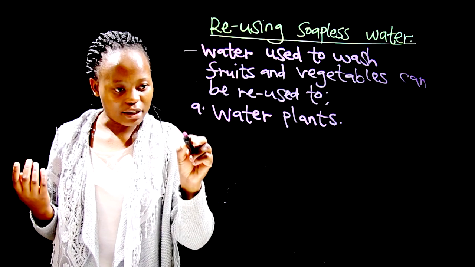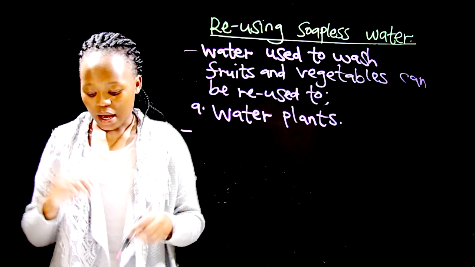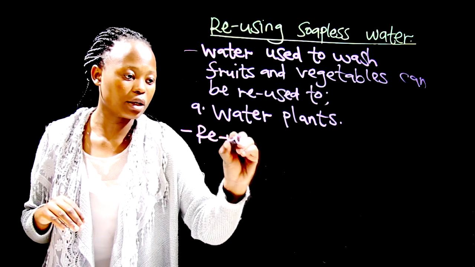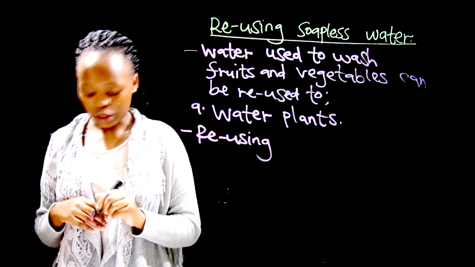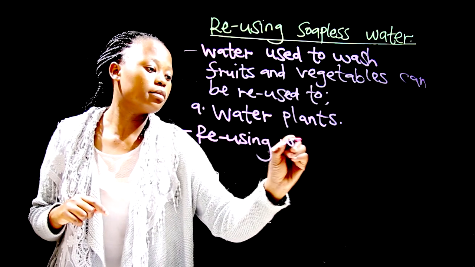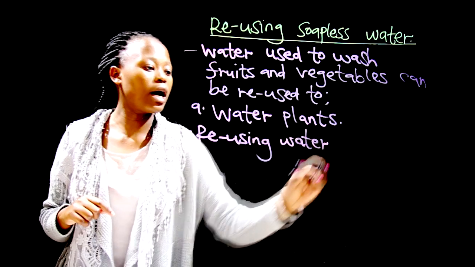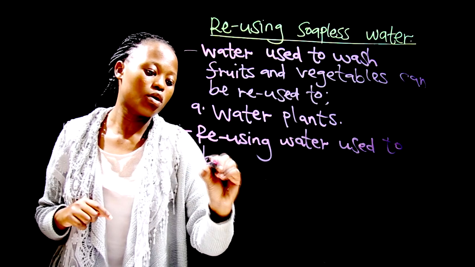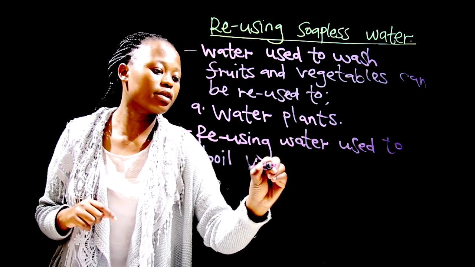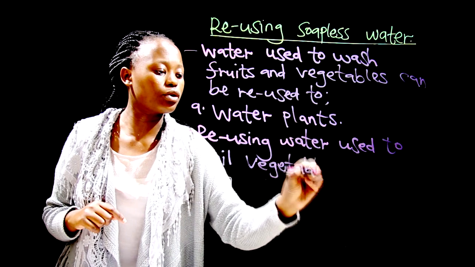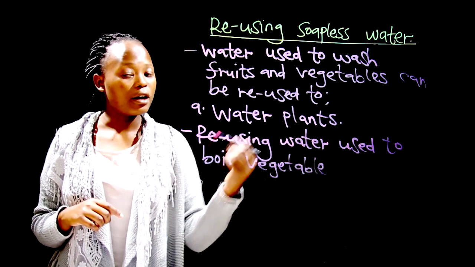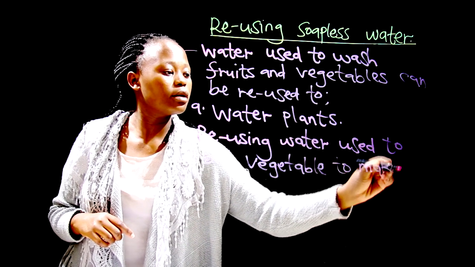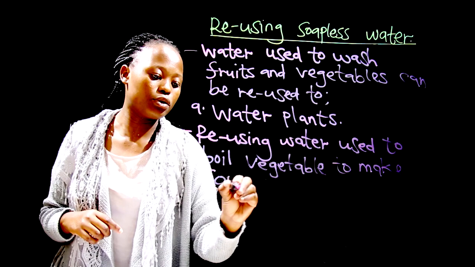So we also say that reusing water used to boil vegetables, reusing water used to boil vegetables to make soup.